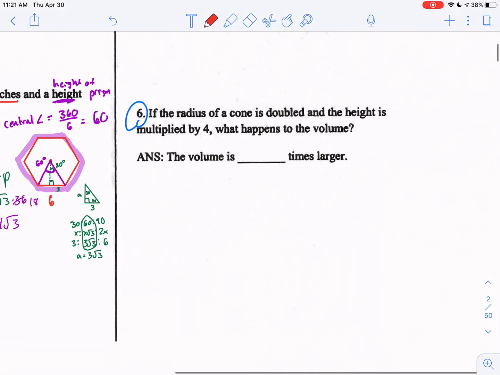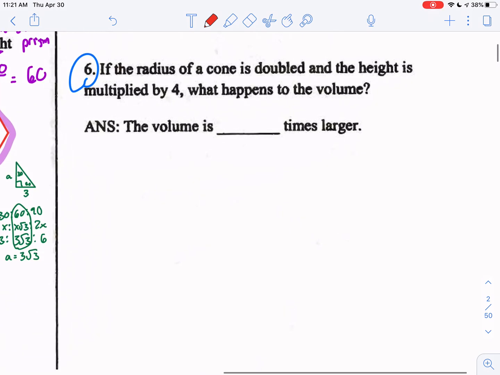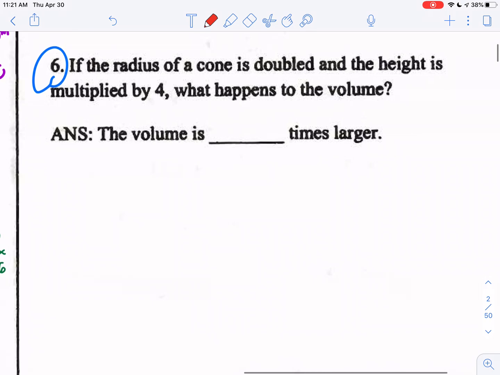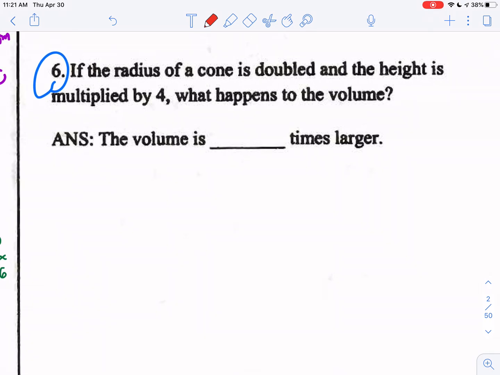Okay, boom, next one, number 6. Okay, remember, feel free to pause it, 2 times speed, 2 times slower, whatever you need for your own pacing. Number 6, if the radius of a cone is doubled, radius is doubled, and the height is multiplied by 4. Whoa, so the height is multiplied by 4. I'll probably do this. Radius is doubled, okay? What happens to the volume?